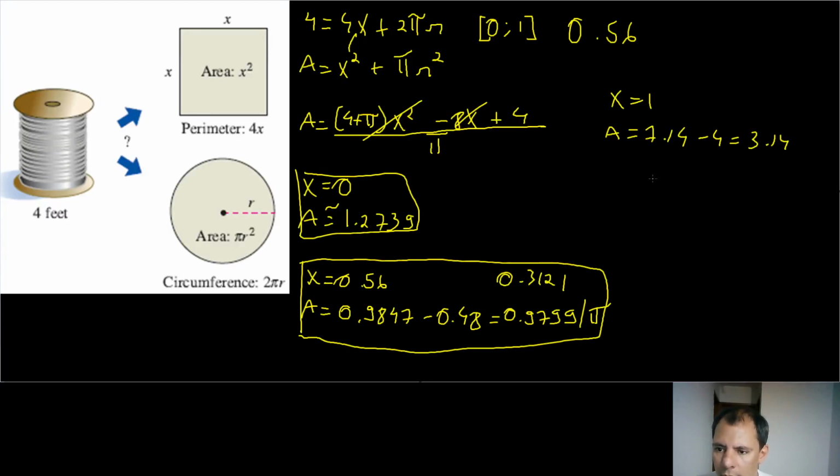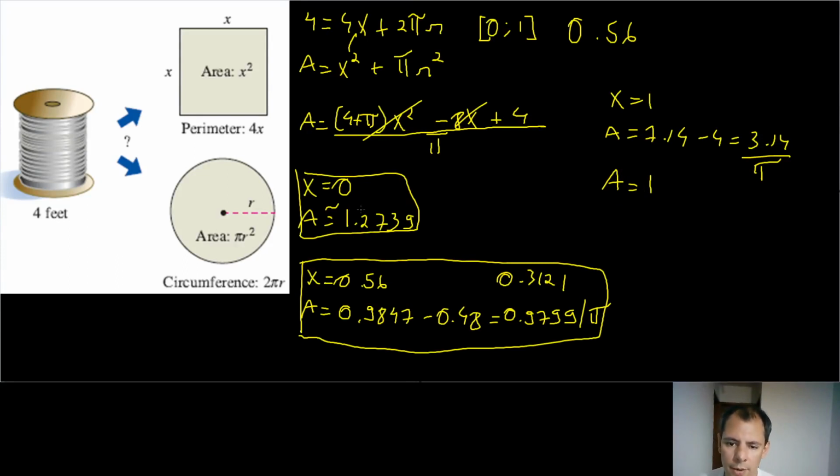Okay. Now, the numerator, if this is 1, so it's going to be 4 plus 3.14, that's 7.14. Minus 8, because x equals 1, minus 8 plus 4 is minus 4. So it's 7.14 minus 4 is 3.14. But you also have to divide this by pi, which is 3.14. I'm just approximating. So the area is gonna be equal to 1. So you can see the area here is 1, in here 0.3121, and here 1.27.